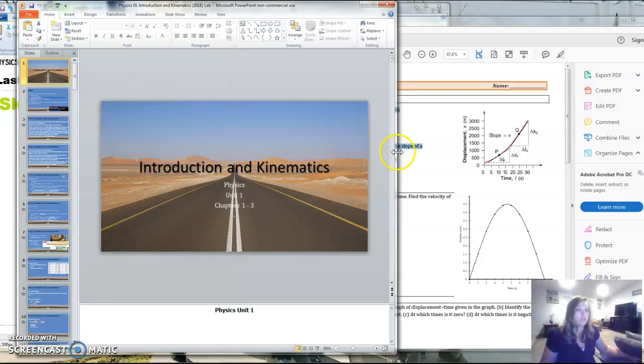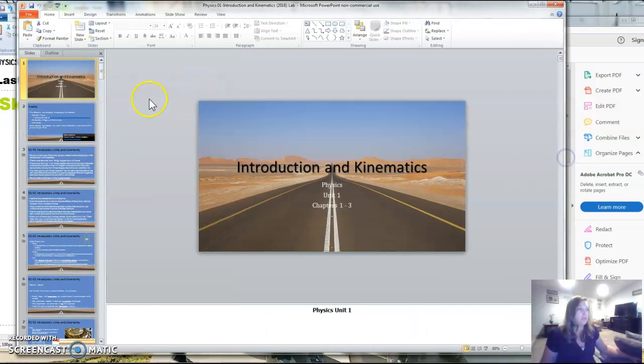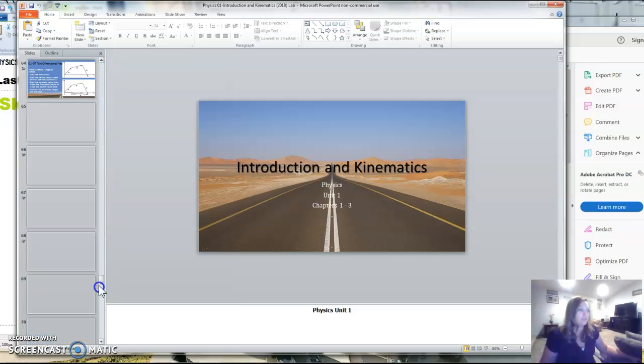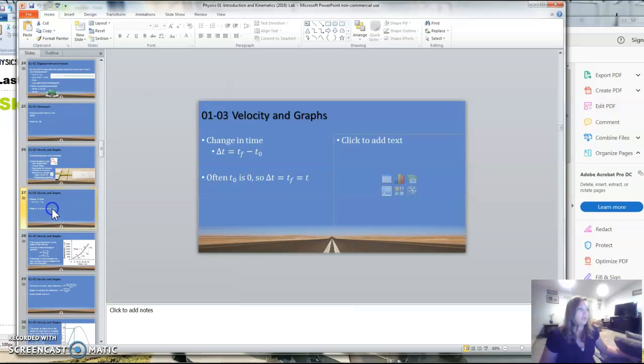So I'm just going to show you the slides really quick to make sure that you are able to get through them. It starts with Introduction in Kinematics. And this particular lecture starts on slide 29. So I actually tried to put them all together. They're all together in one unit.